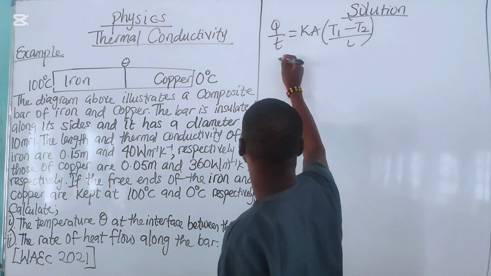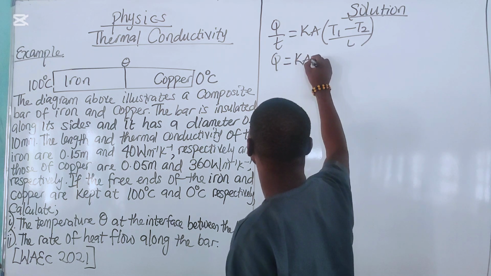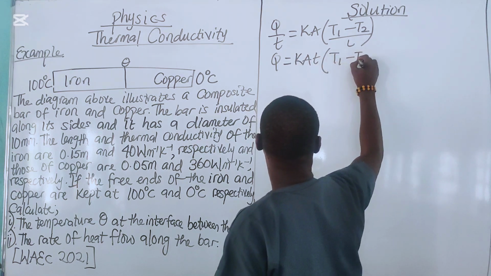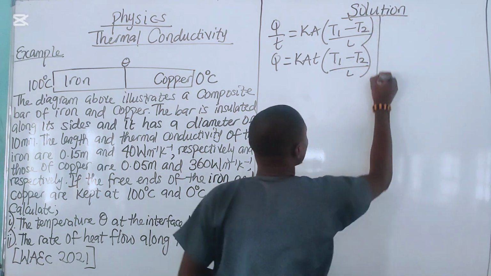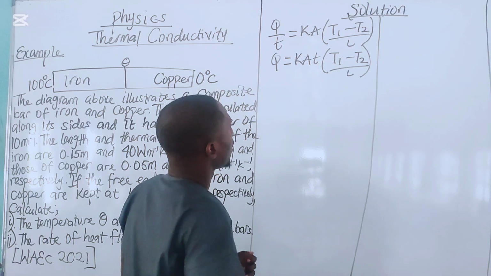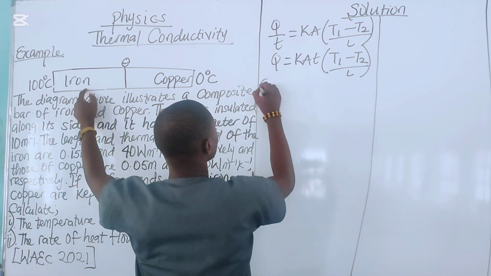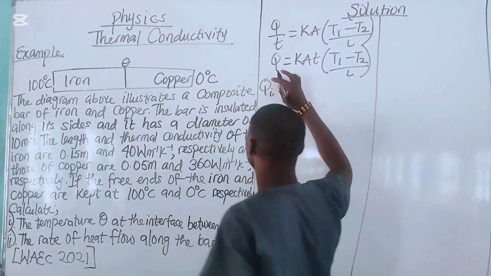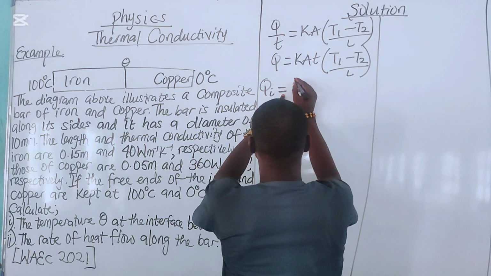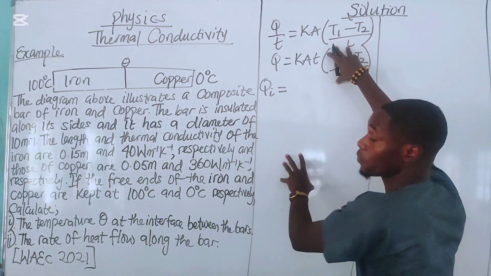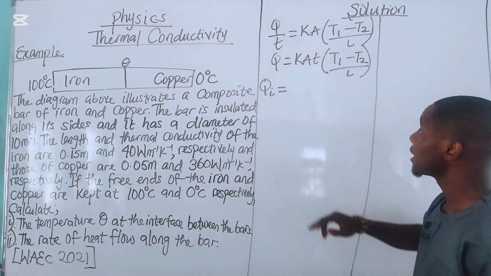So by this, when we cross multiply, our Q is going to give us KAT into T1 minus T2 over L. Okay, permit me to divide the dots in this way. All right, so for the iron, I will denote it as Qi. So Qi represents the quantity of heat for the iron, and that is going to give us KAT, but in terms of the iron, and K here stands for the thermal conductivity of the iron.